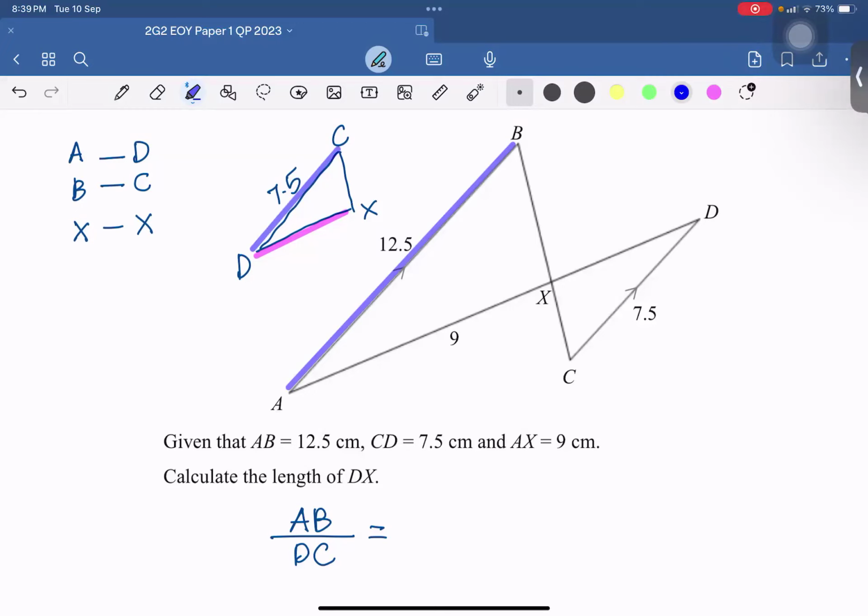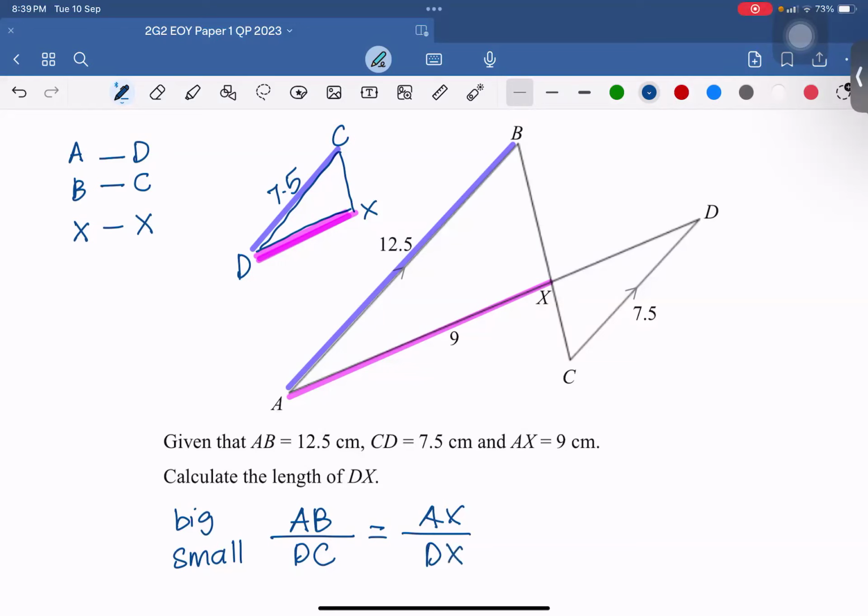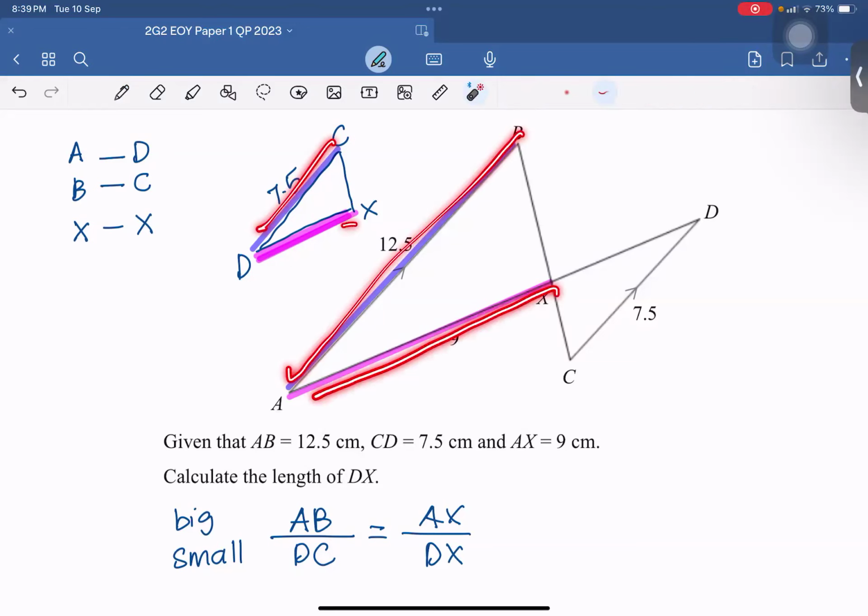And I want to find DX. DX should match with which one? AX, right? We have written our ratio, the big one over the small one. So I'm going to put AX over DX. So we must match: the big one over the big one equals the big one over the big one.